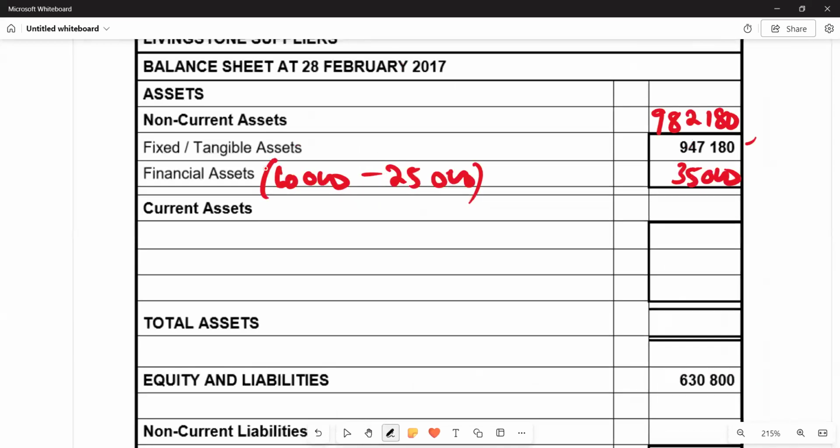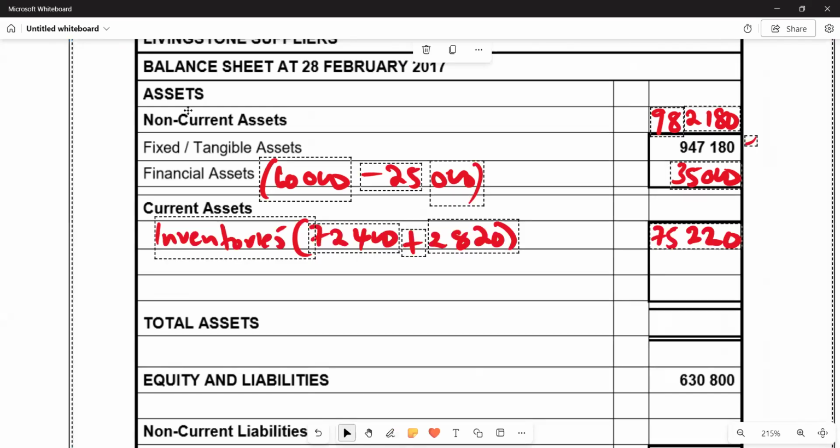So here we are saying inventory. And then we are saying the figure that we are given, 72,400 in the list, plus again, for consumable stores, 2,820. We add the two, we are going to get 75,220. And obviously we go again and check in other. After that, we check what do we have.